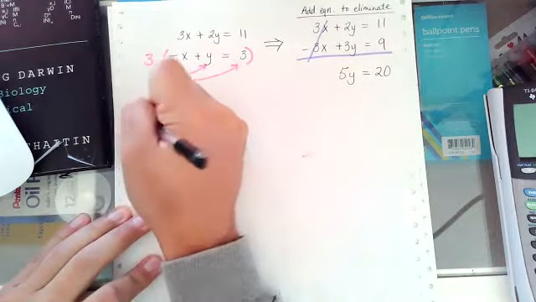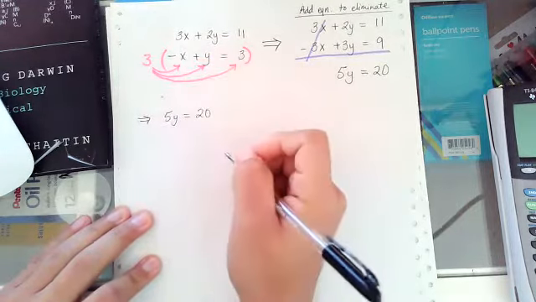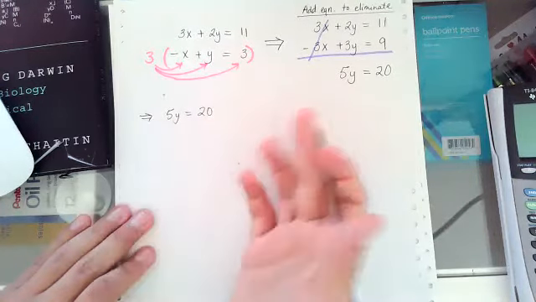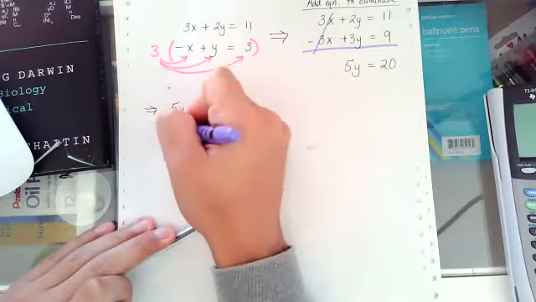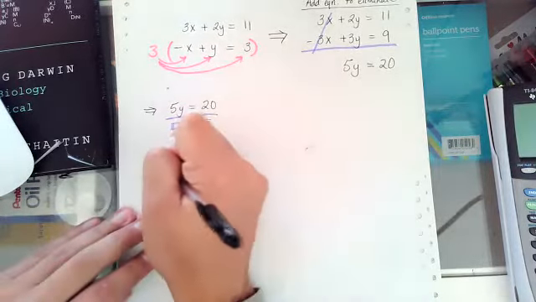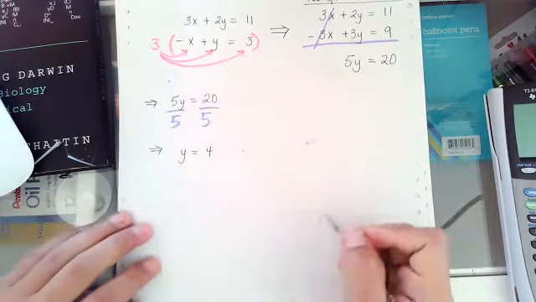Okay. So now if we pick back up at this 5y equals 20, this is a simple linear equation with a single variable. So all we're going to do is divide by 5 on both sides so that we get y is equal to 4.